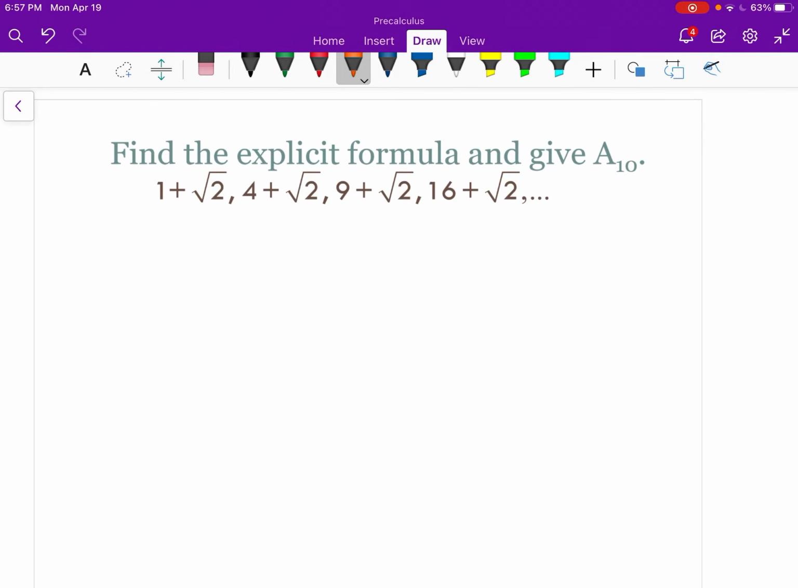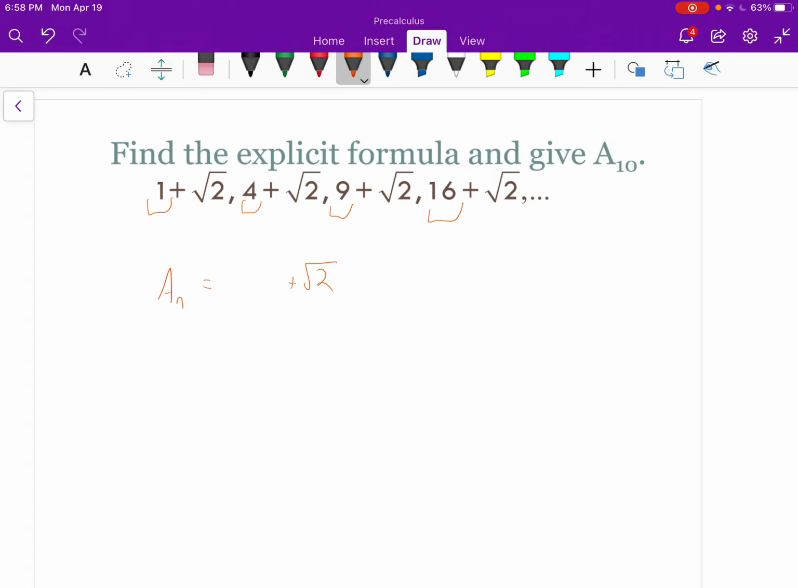All right. Find the explicit formula for this sequence and then find the 10th term. Well, first let's observe, look at this formula. We have 1 plus root 2, 4 plus root 2, 9 plus root 2, 16 plus root 2. All right, so it looks like to find the nth term, we definitely want to add plus root 2. But what are these numbers? What's 1, 4, 9, 16? Hopefully you recognize those as perfect squares.